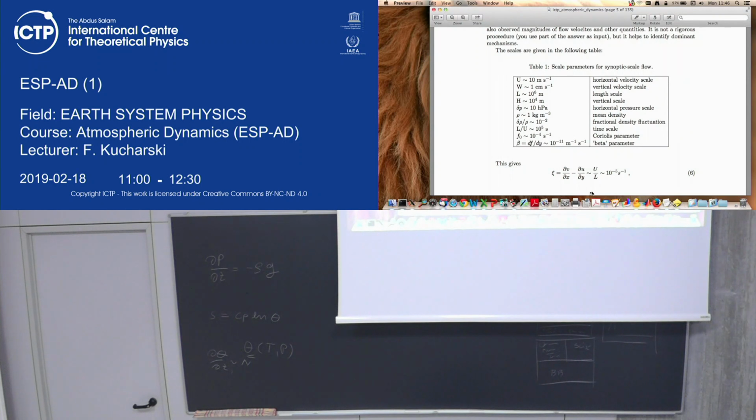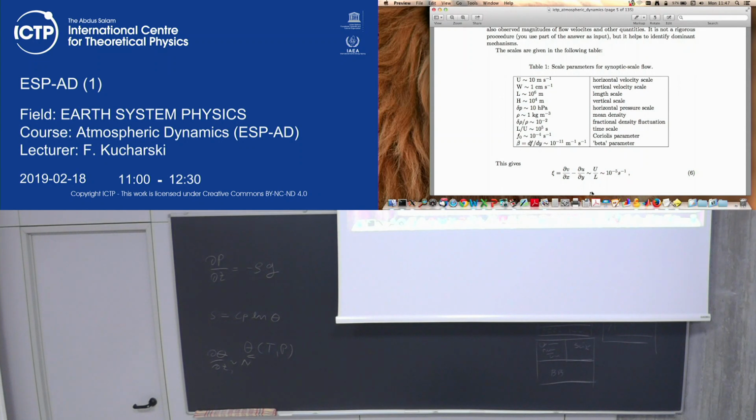So the typical velocity scale in meridional or zonal flow, it doesn't matter, we just call this U, is about 10 meters per second. That's the typical velocity we have outside in the free atmosphere. It can be 20, 30, can be less, but this is typical. The vertical velocity, it turns out, again, you have to measure it, is very small compared to this. It's just 1 centimeter per second, so 10 to the minus 2.